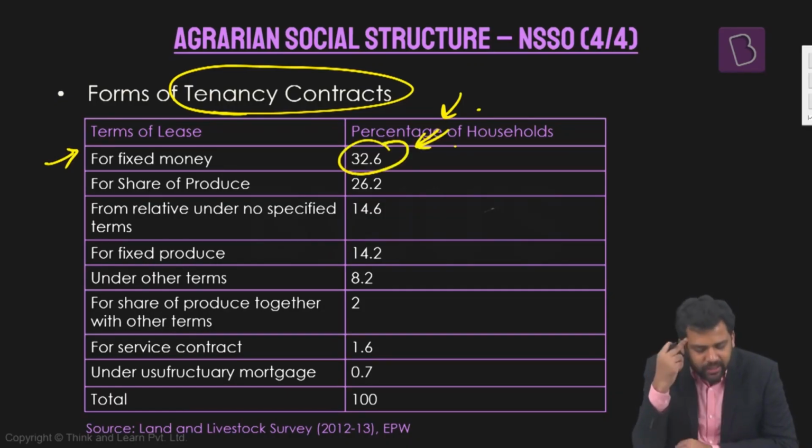Most of these tenants give some fixed money for this year. I'll be paying this much amount of money. Next year, I'll be paying this much amount of money. I'll be cultivating the land. Whatever I cultivate, I'll make some money. That will become mine. I'll give you something in return.